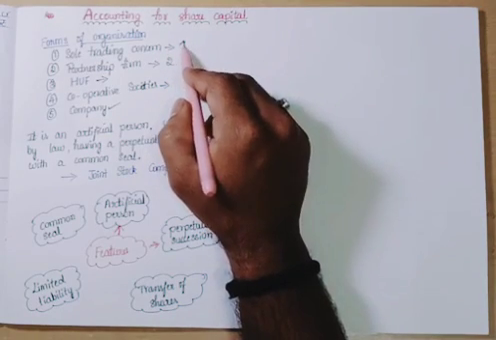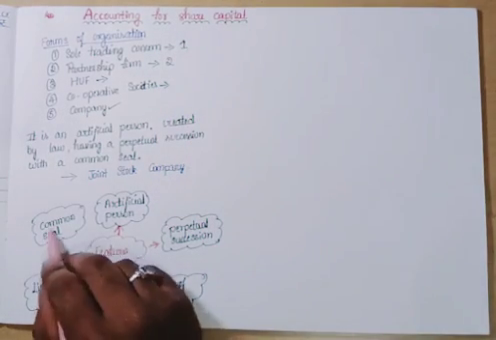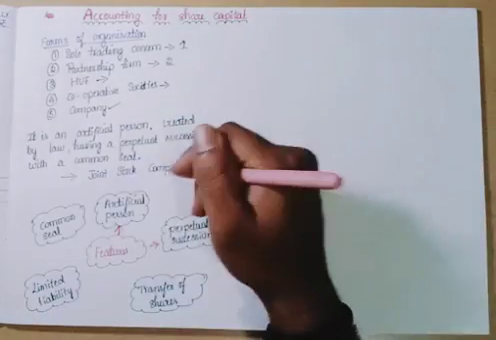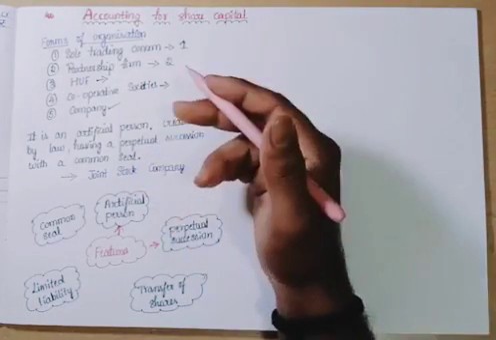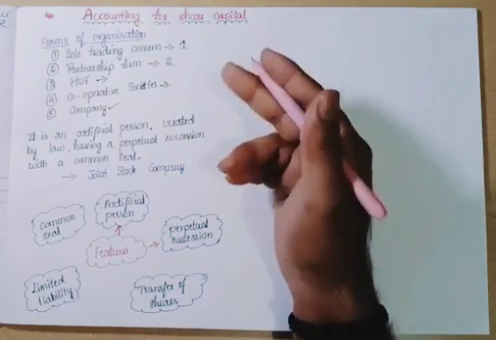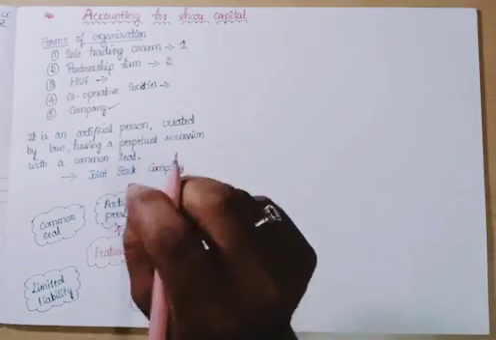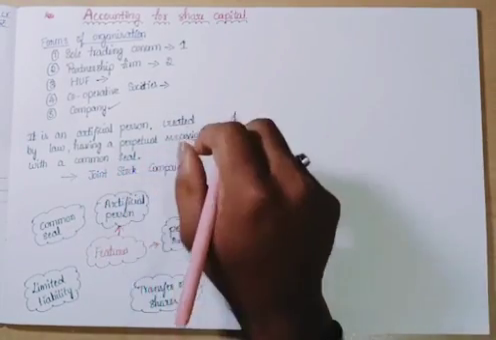So with the death of that person, that business will wind up. Then, common seal. Being an artificial person, a company can't sign like human beings. So it can't speak, it can't sign. So what we do here, that common seal of that company we consider as the signature of the company.